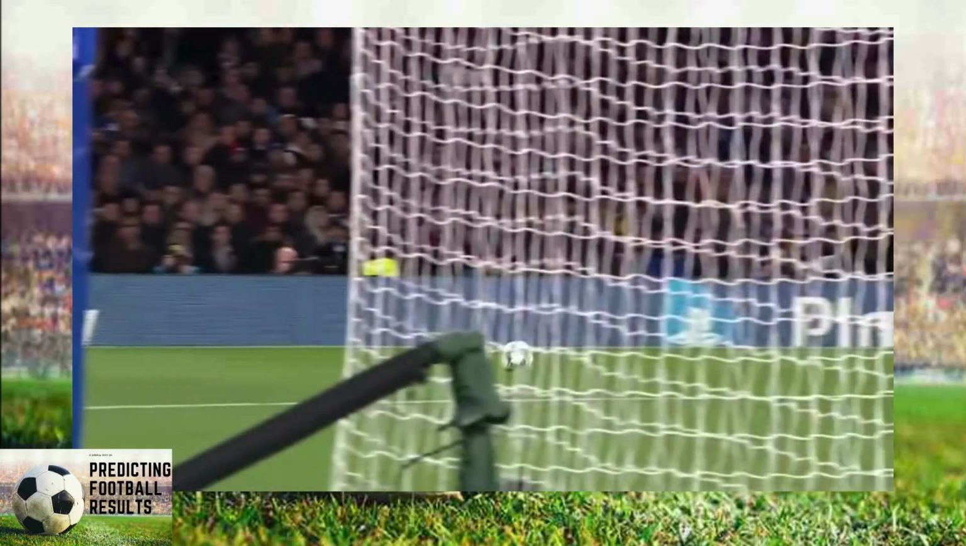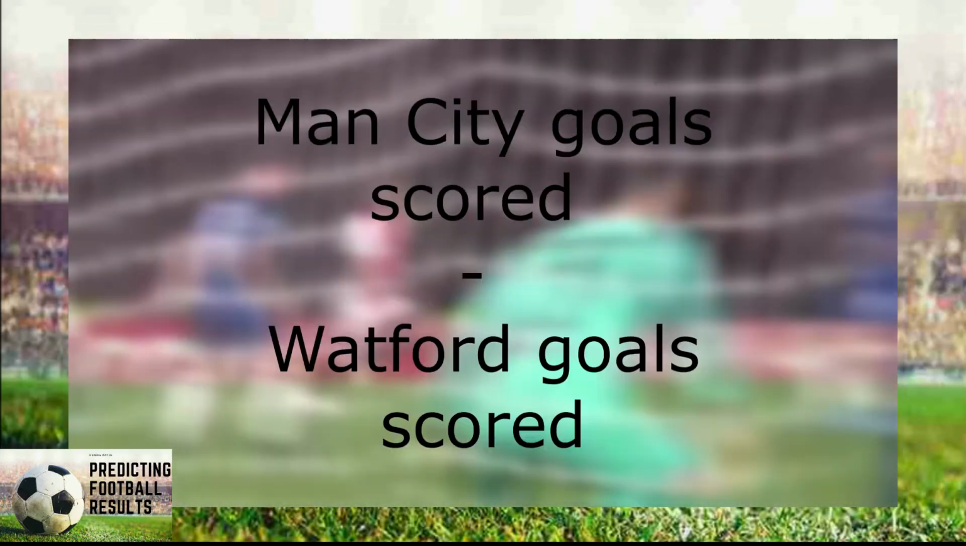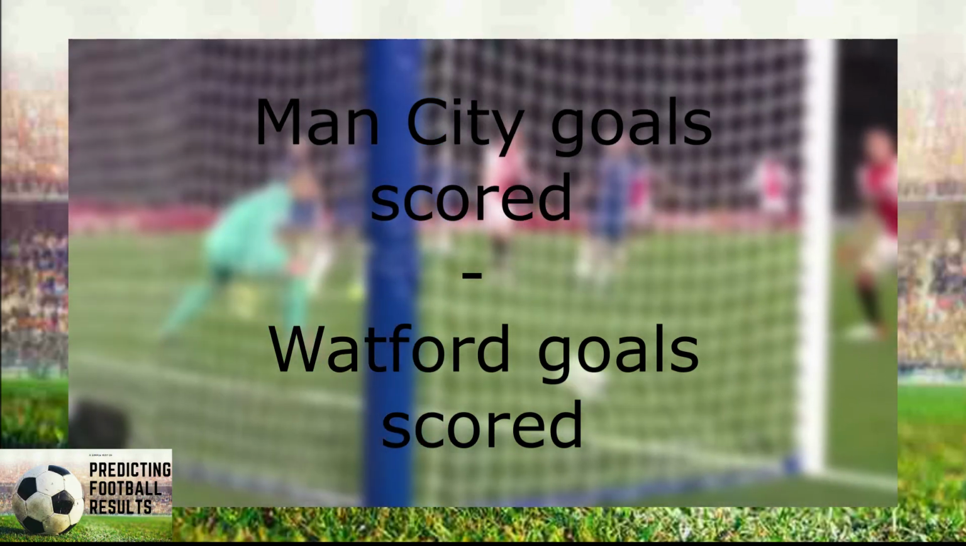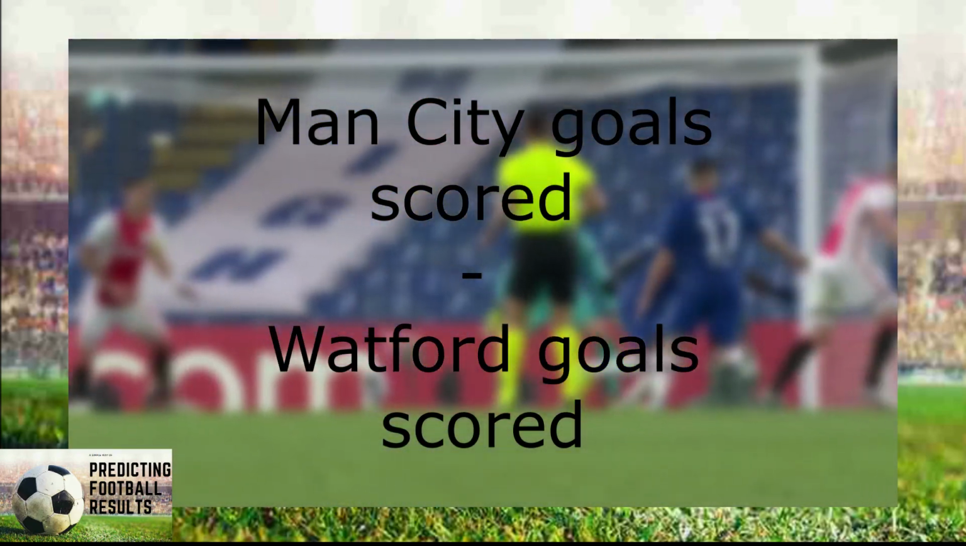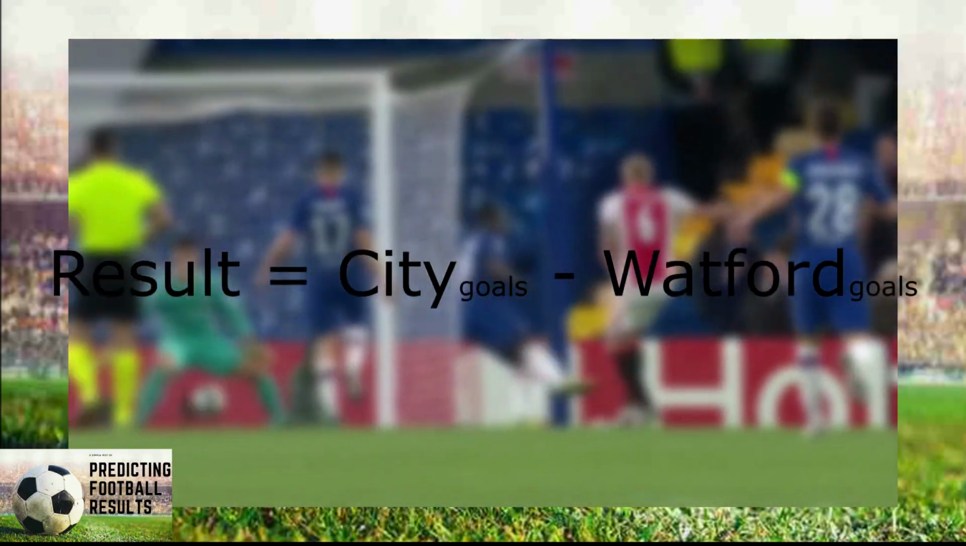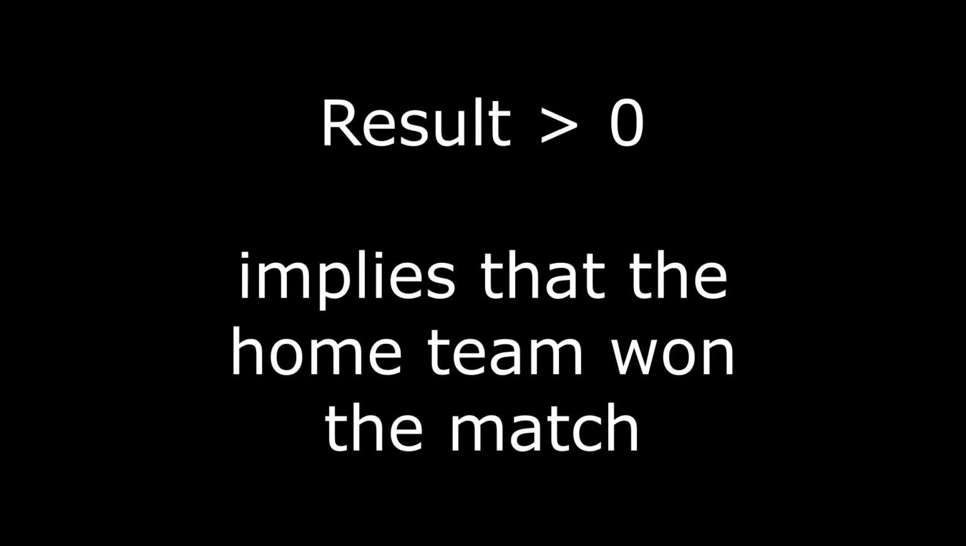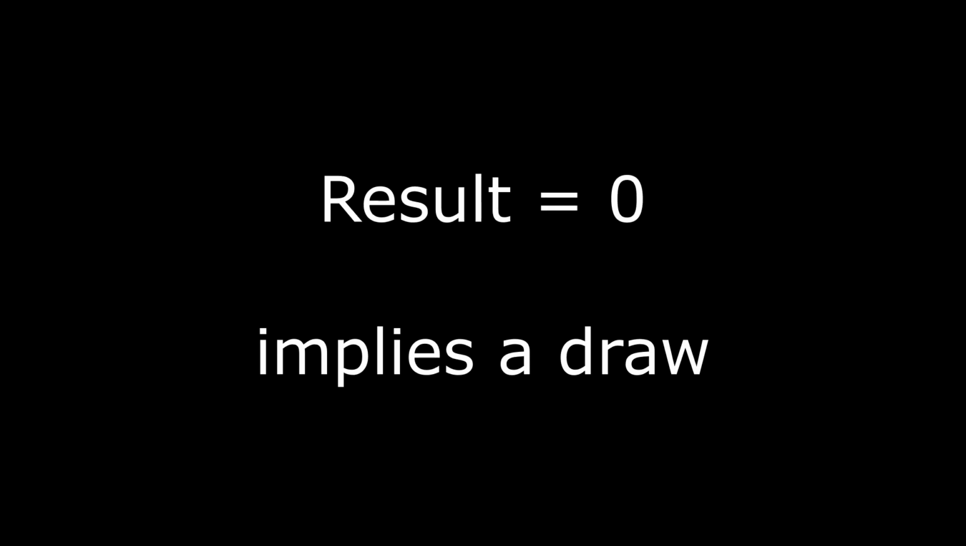The outcome of any match is determined by the difference between the number of goals that each team scores. Let's call this difference result, so it's a number. Now it's easy to see that if result was negative, then this would imply that the away team won the match. On the flip side, if it was positive, it would imply that the home team won the match. And of course, if it was 0, it would mean we got a draw.